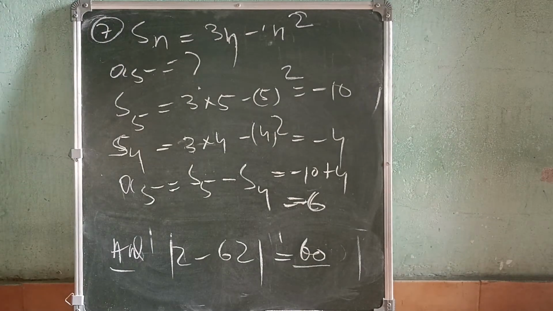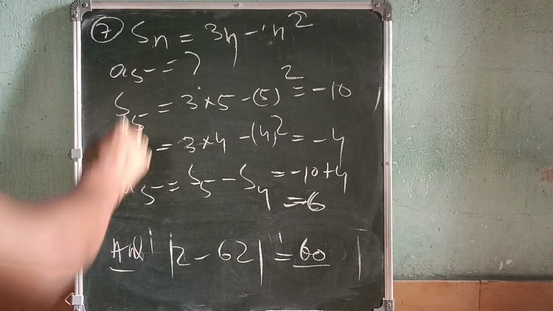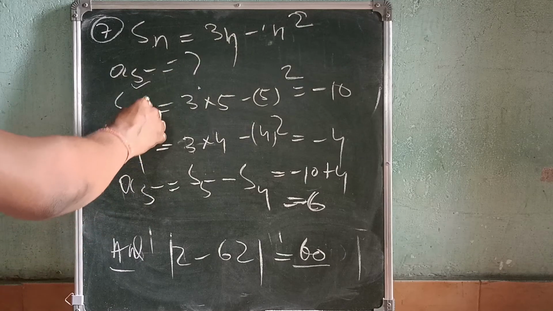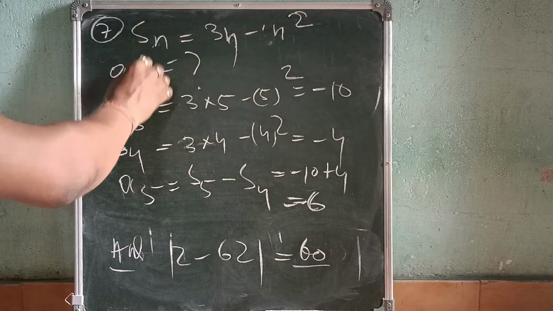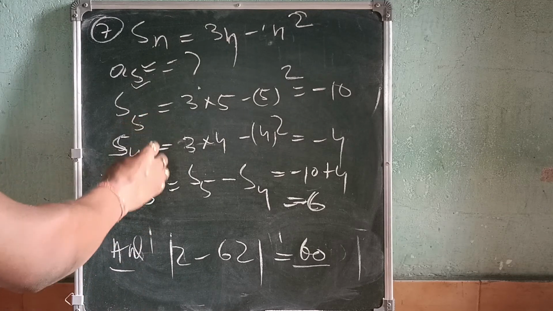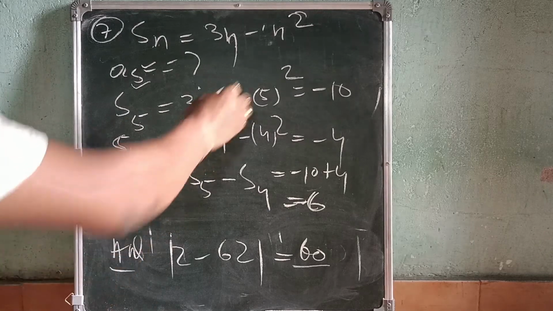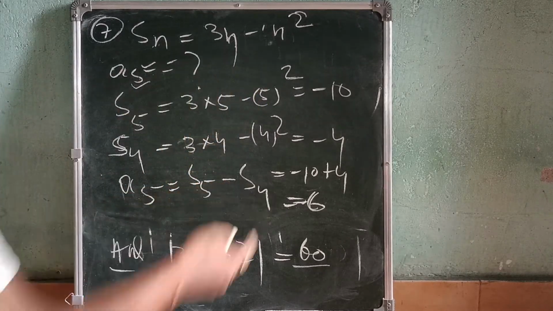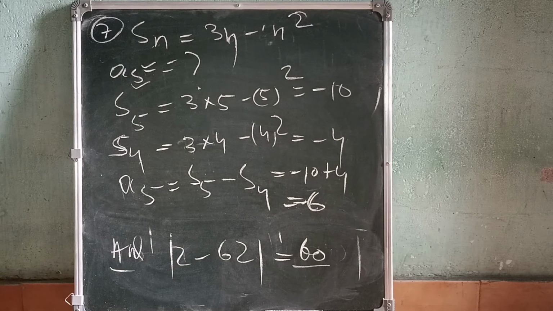You see how easy it is. When the question asks for any term, you substitute that value for n, and the one less than it, meaning 5 and 4. Just one less, not 3, 2, whatever. Just one number less. So S5 you find, S4 you find, and to find A5 it is S5 minus S4. Just the difference between these, and you can easily find the answer. This is a very nice application of the tricks.